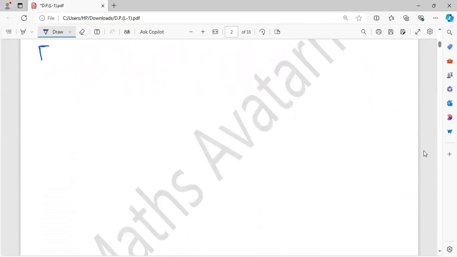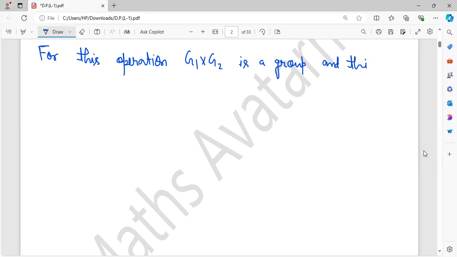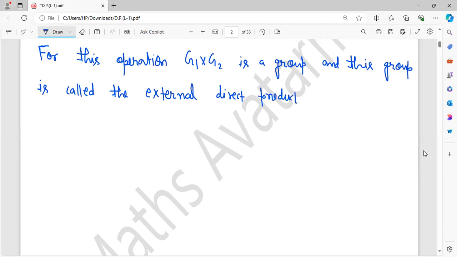For this operation, G1 cross product G2 is a group, and this group is called the external direct product of G1 by G2. Okay.